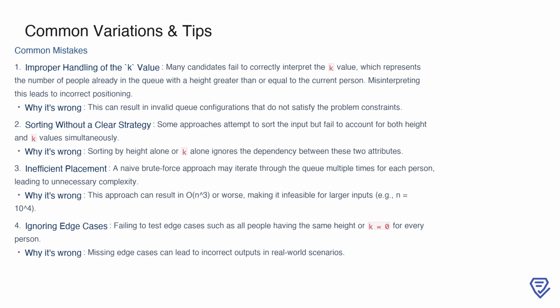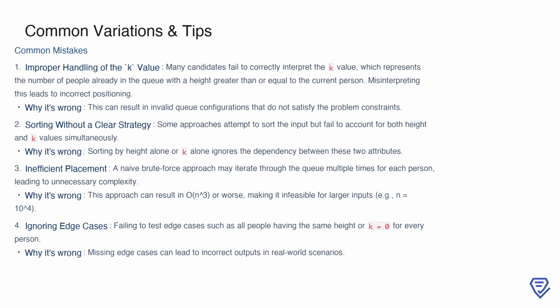First, improper handling of the k-value is a frequent issue. Remember, the k-value represents the number of people already in the queue who are taller than or equal to the current person. Misinterpreting this can lead to invalid queue configurations that violate the problem's constraints.